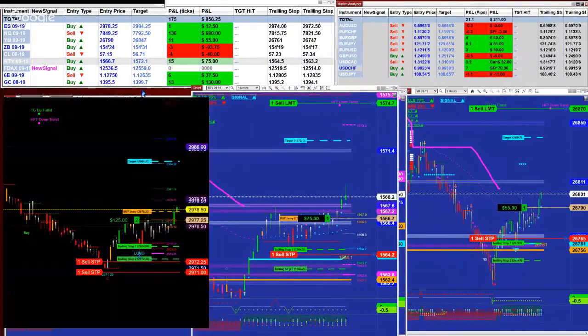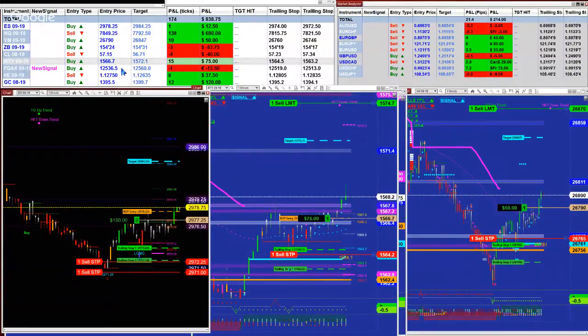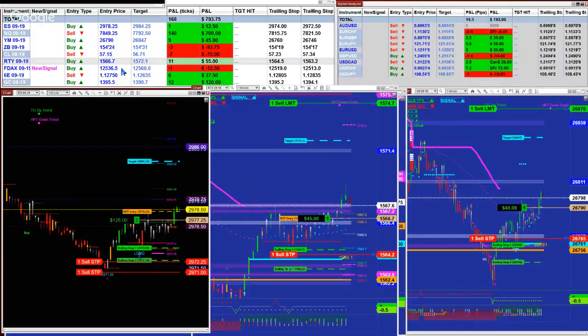A new signal on the DAX, buy 36.5. I'm not sure who wanted to be on the DAX on a Friday, but it's our job to tell you there is a new signal on the DAX, at 560.